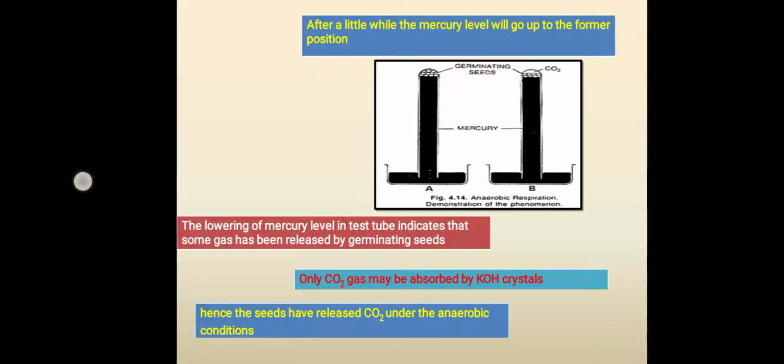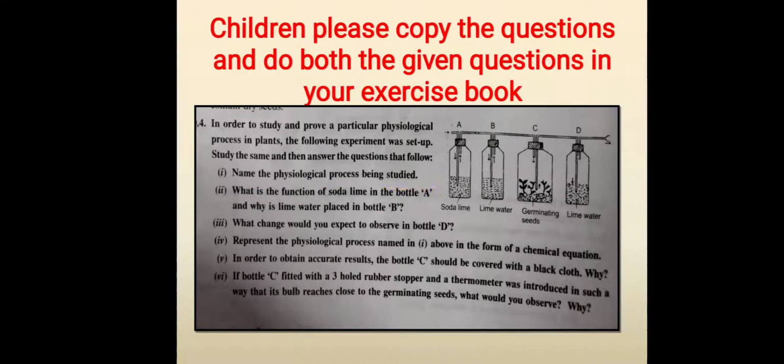Name the physiological process being studied. What is the function of soda lime in bottle A? Why is lime water placed in bottle B? What change would you expect to observe in bottle D? Represent the biological process named in 1 above in the form of a chemical equation.